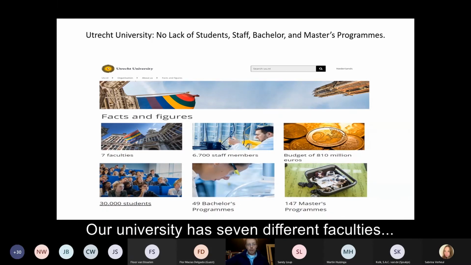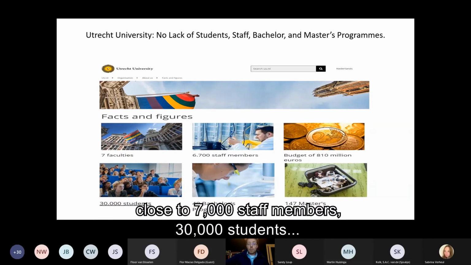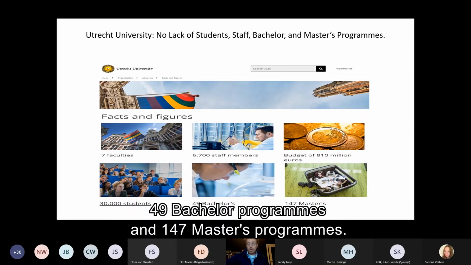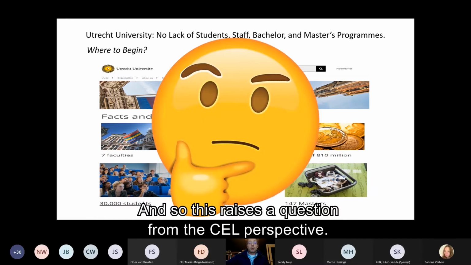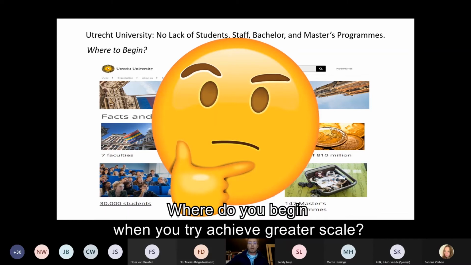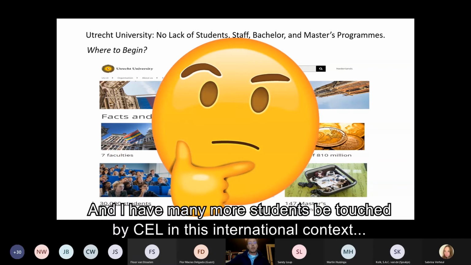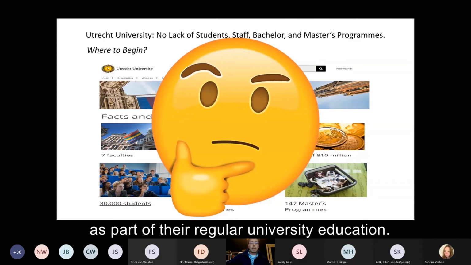And again, just taken from the side of Utrecht, for those of you who are not from Utrecht, our university has 7 different faculties, close to 7,000 staff members, 30,000 students, 49 bachelor programs, and 147 master's programs. And so now this raises a question from the CEL perspective. Where do you begin when you try to achieve greater scale and have many more students be touched by CEL in this international context as part of their regular university education?